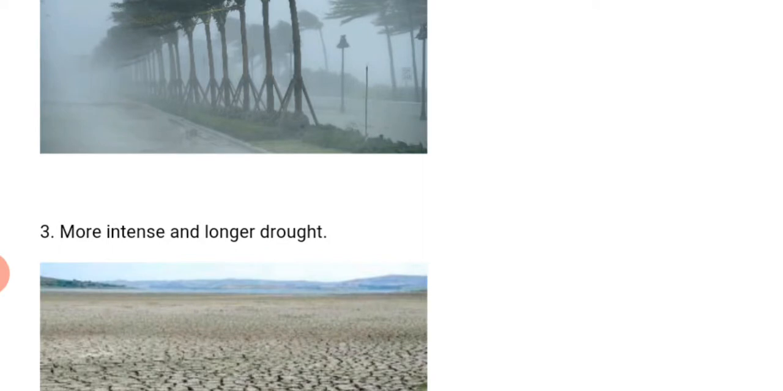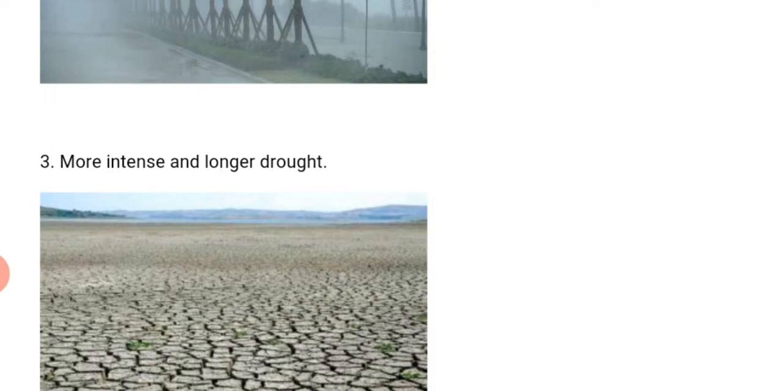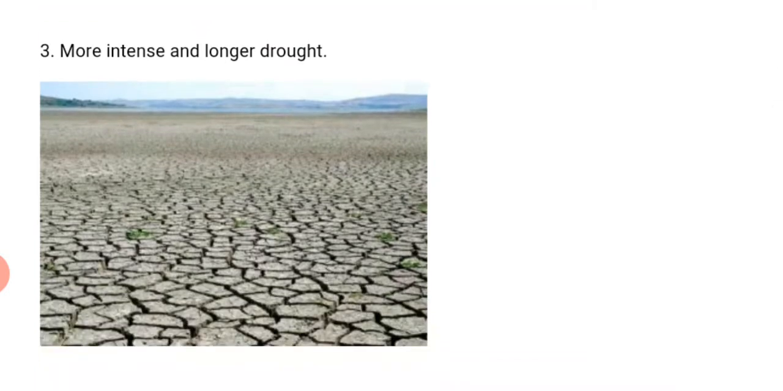It can also cause more intense and longer droughts. Allahu Akbar. Can you see the effect of climatic change due to our activities? In this picture, you can see that there is breakage in the smoothness of the ground due to lack of water, lack of rainfall. The rain did not fall, and there was a very intense heat that has absorbed all the water in the soil, which makes it cracked.